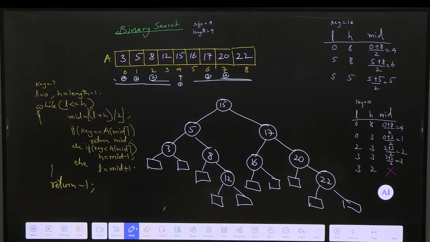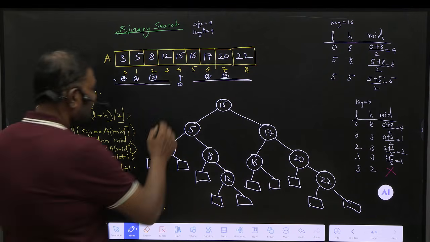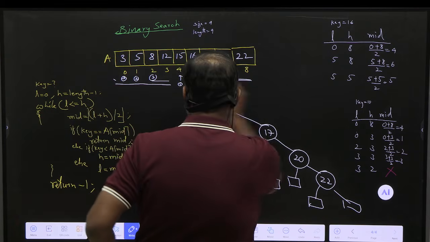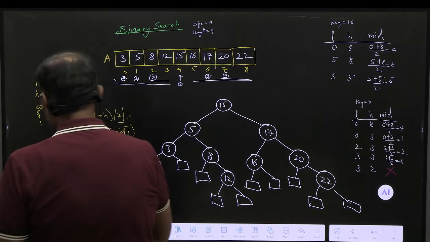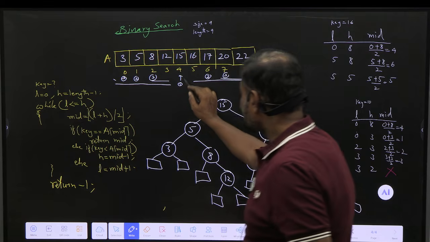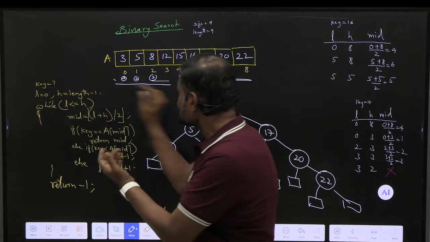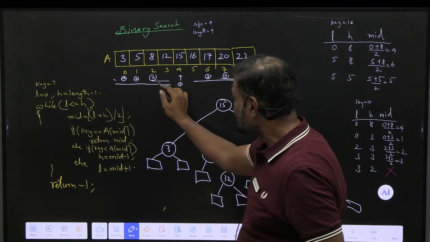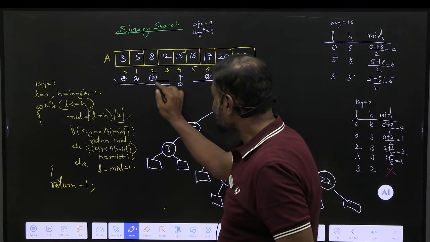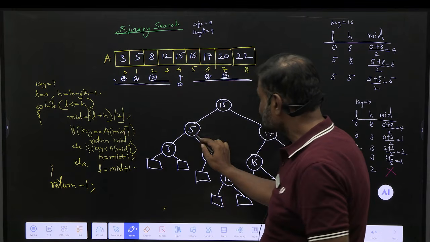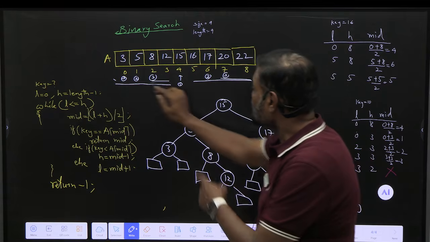Now it's audible. See, when I am finding mid out of these elements, the first mid I'll get is here at index 4, so the element is 15. Then if the element is smaller, I'll search here, so I'll find out mid, that is 0 plus 3 by 2, that is 3 at index 2.